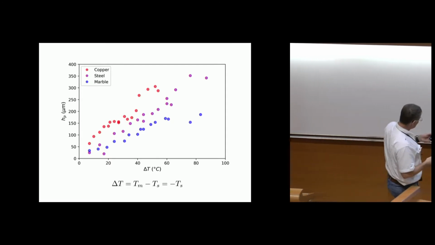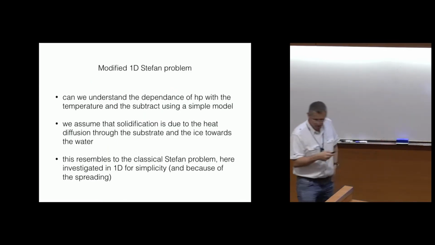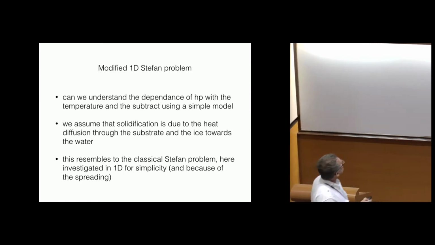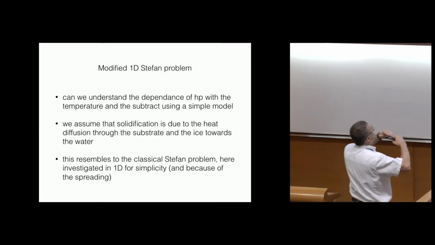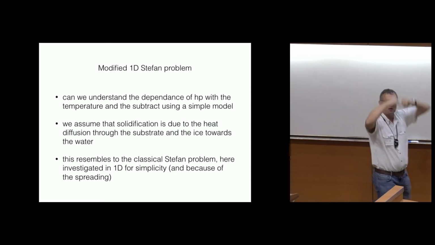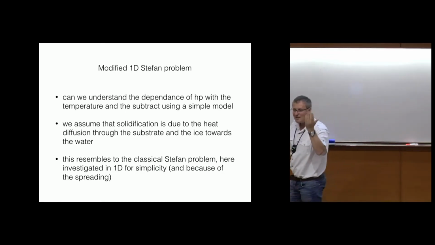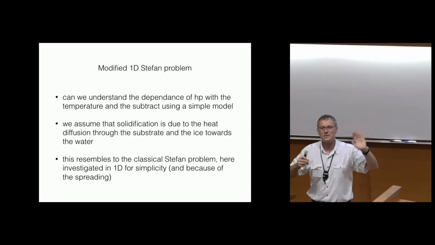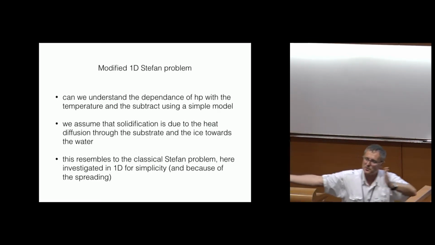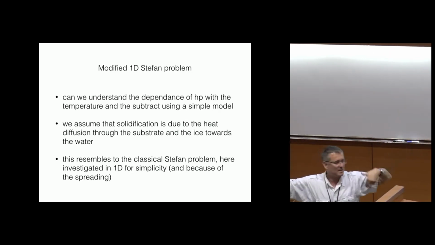So we have something which is obvious and expected, but can we understand a little bit more of that? For that, I will introduce what I call a modified 1D Stefan problem. Basically, we assume that the solidification is due to heat diffusion from the substrate through the ice until the interface between ice and water. In an idealized way, this is called the Stefan problem. The Stefan problem is a little bit different: you suppose you have ice on your right, water on your left, and you see how this front evolves by fixing boundary conditions on the temperature at -infinity and +infinity.